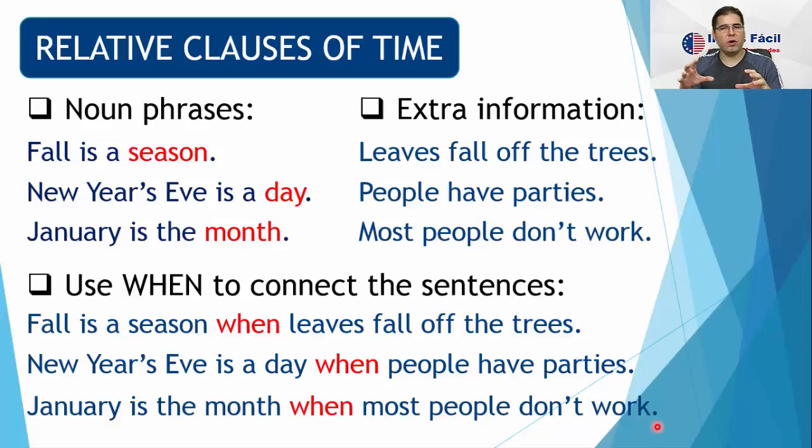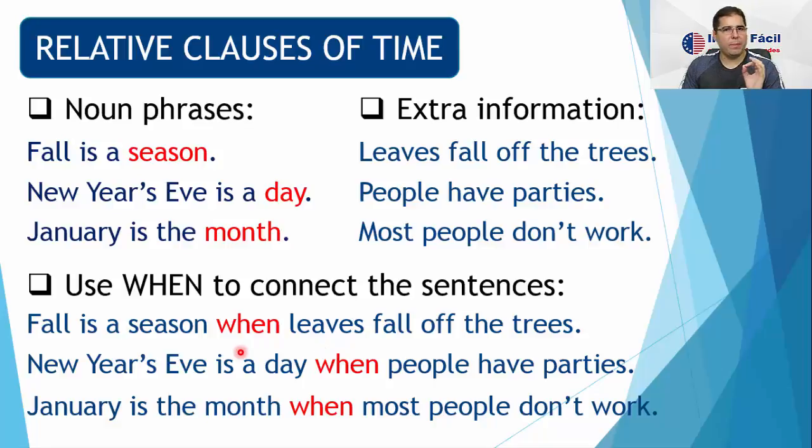Okay? So what is important for us to see here? That we can use when here not to ask a question, but to connect two sentences. These two sentences are talking about the same subject, and this subject is related to a period of time, right? Fall, New Year's Eve, January. So in these cases, I can use when to connect these two sentences, okay? That's why we call them relative clauses, okay? So always, these extra information clauses are the relative clauses, okay?